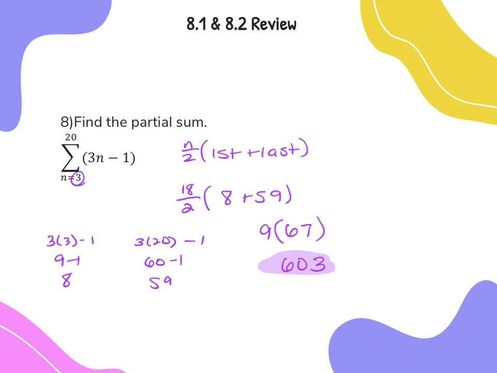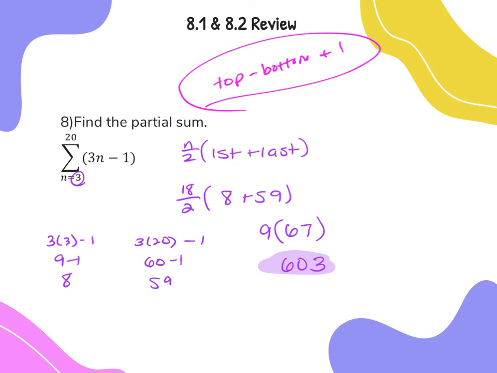And the last one, this time it's still arithmetic, it's still a partial sum, but notice that the n on the bottom is not 1, so I can't just say the number at the top is n. The shortcut here is the top number minus the bottom number plus 1. If you want to figure out how many terms are in a series when you're doing the summation, it's the top minus the bottom plus 1. So 20 minus 3 is 17. 17 plus 1 is 18 terms in this sequence.